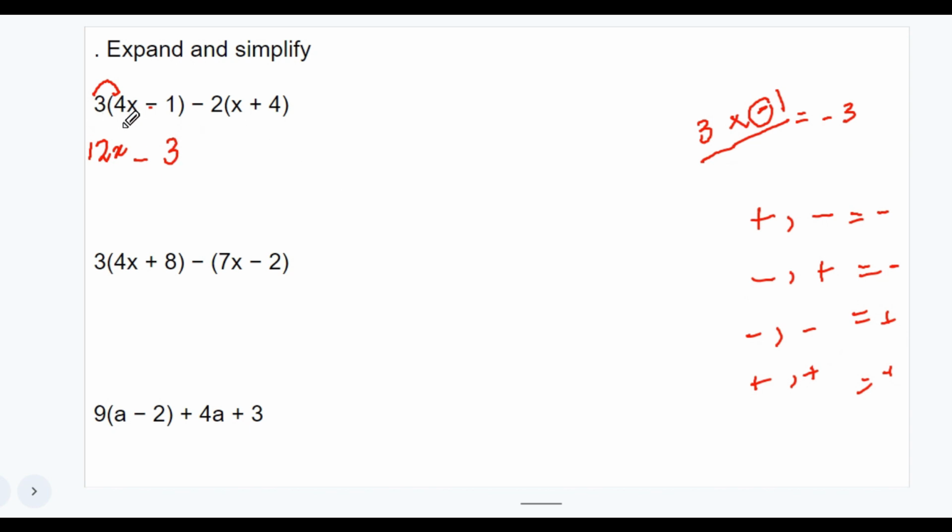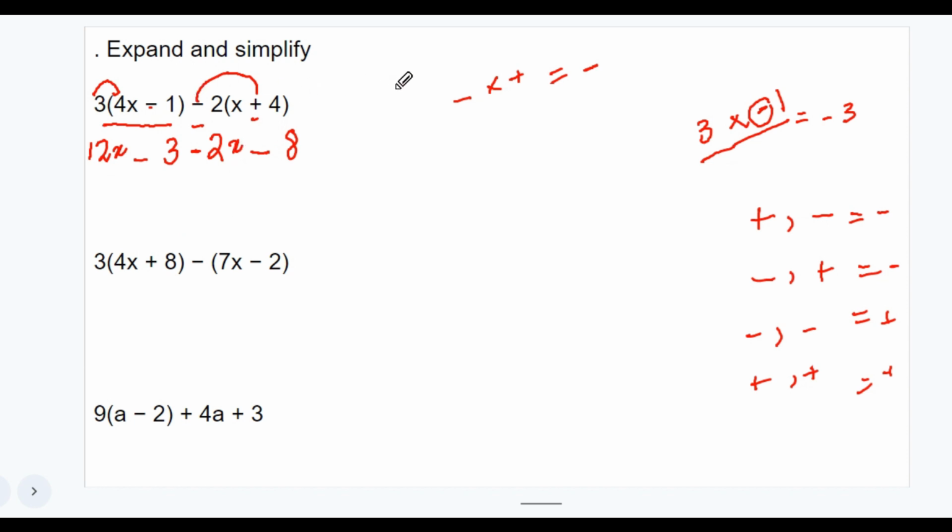Okay, so now this is the answer of the first expression, and the second one is minus 2 times x is 2x. And now look at here carefully. This is a minus sign, so you need to multiply minus and plus. When you multiply minus and plus, it will give you minus. So it will give me minus 2 times 4 equals 8. Yes, this is a very important thing, expanding your brackets and for your BODMAS.